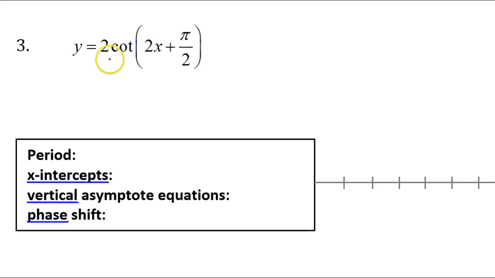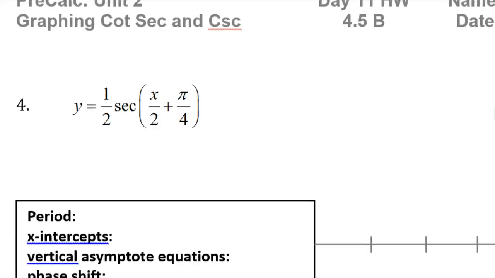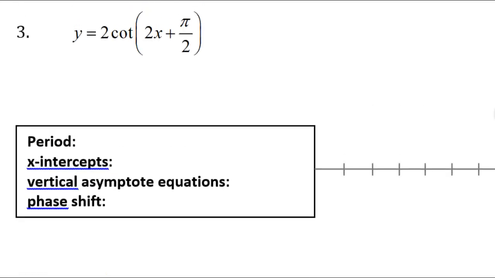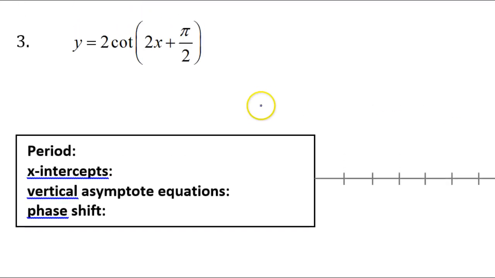In this video, we will practice graphing the cotangent function and the secant function. But first, problem number 3, cotangent. I'm noticing that we have a b value and a potential phase shift, which is not pi over 2. So before I do anything else, I want to factor that 2 out of the parentheses. So I'm going to put the 2 outside like this.